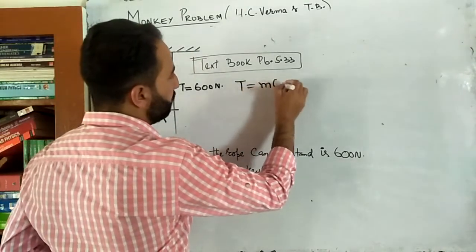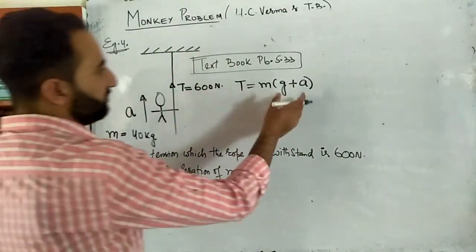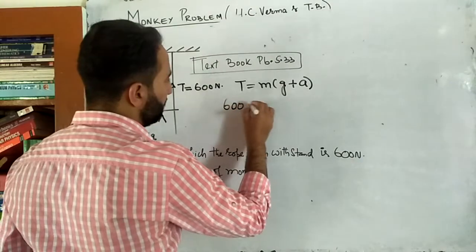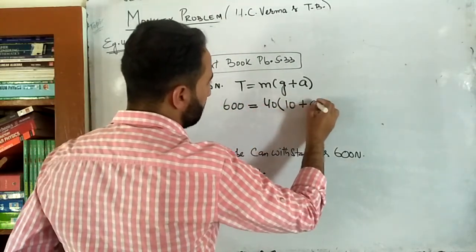T will be equal to m into g plus A. ठीक है ना बेटा? Simple. Now everything is given to you except A. You can calculate A from there. T is how much? That's equal to 600. That is equal to the mass, 40, multiplied by g. We'll take it as 10, plus A.